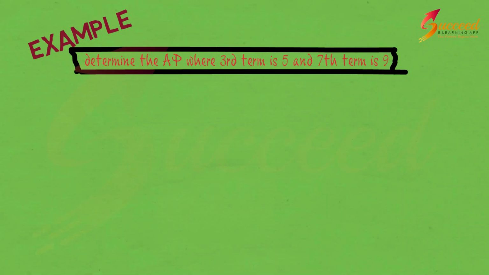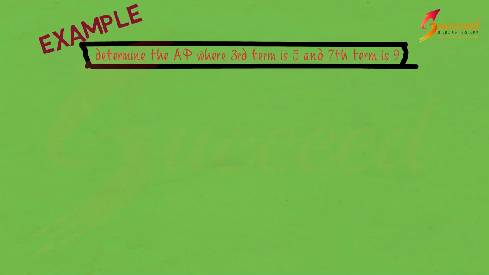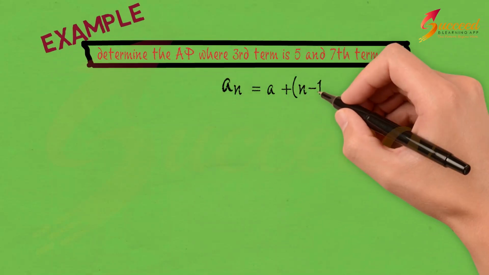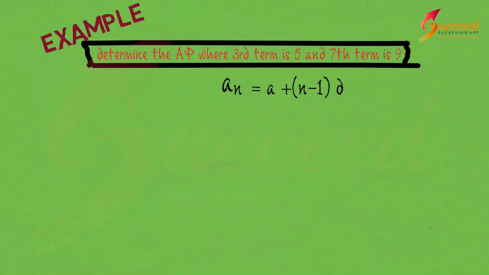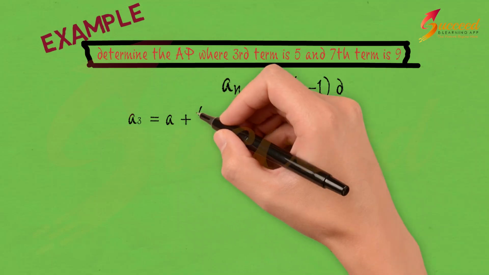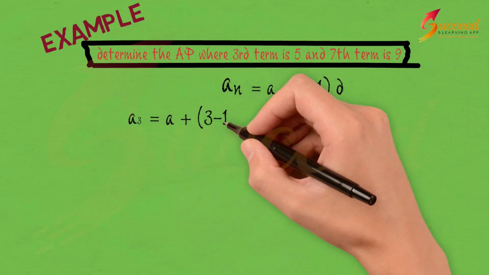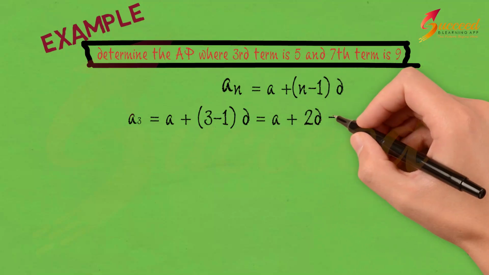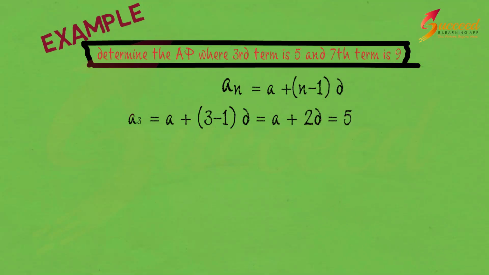Now let us start solving this problem by considering the general equation an is equal to a plus (n minus 1) into d. We have a3 is equal to a plus, in place of n we put in 3. So, we have (3 minus 1) into d. So, this will be equal to a plus 2d and this is given as 5. So, write it down here.